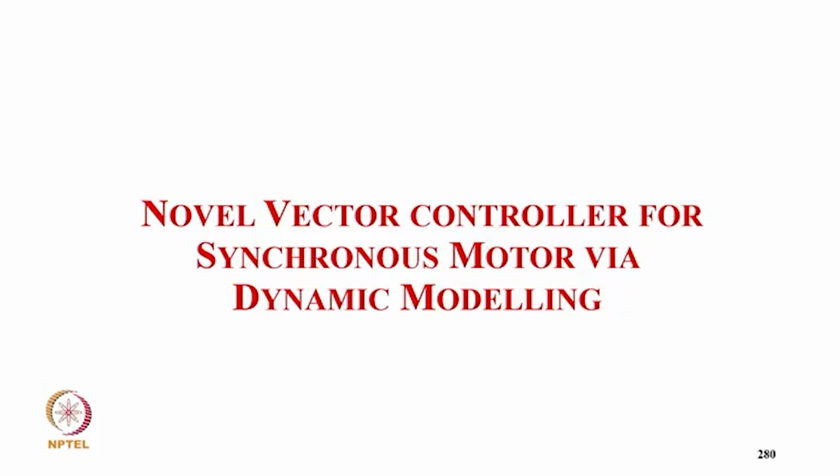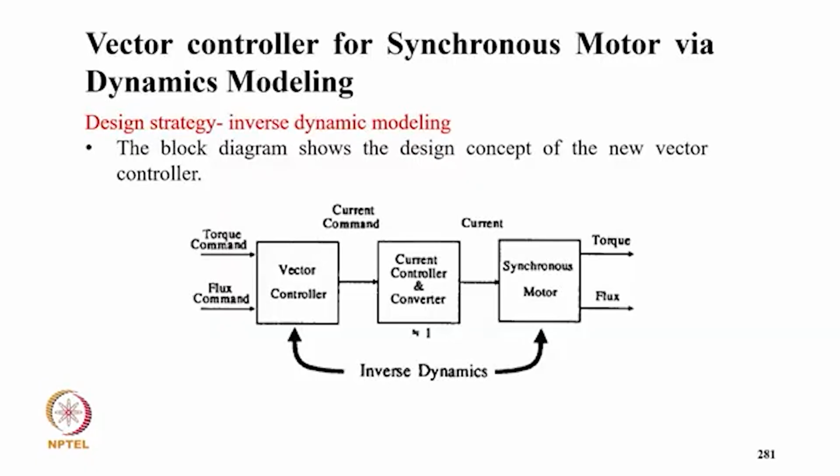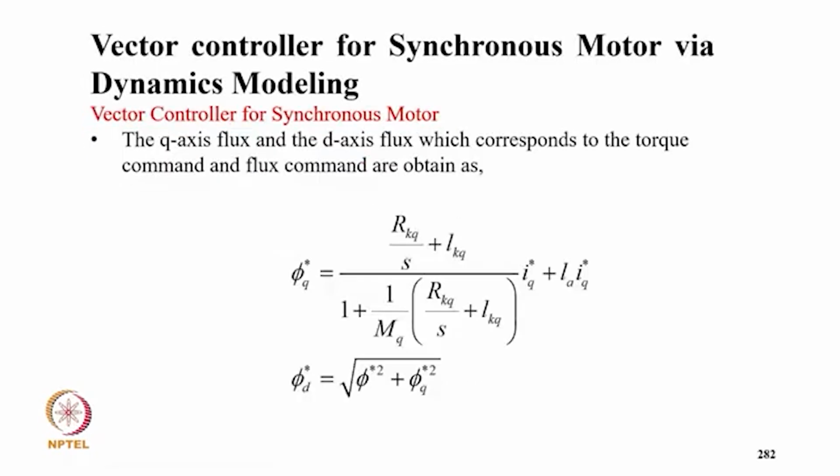Now coming to novel vector control for synchronous motor drive via dynamic modeling. The vector control design strategy uses inverse dynamic modeling. The block diagram shows the design concept. We go with the torque command and flux command, then to the vector controller, the current controller and converter. The output current goes to the synchronous motor, from which we get the torque and flux as feedback for the inverse dynamics.